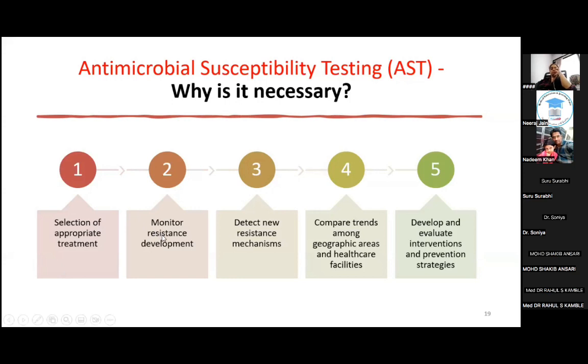Then it helps us to monitor resistance development, whether it's ESBL or other such resistance mechanisms. It helps to detect new resistance mechanisms. It helps to compare resistance patterns among different geographical areas and different healthcare hospitals. And it helps us to evaluate the impact of our infection control and antimicrobial stewardship program.